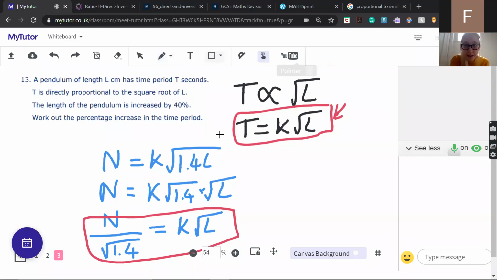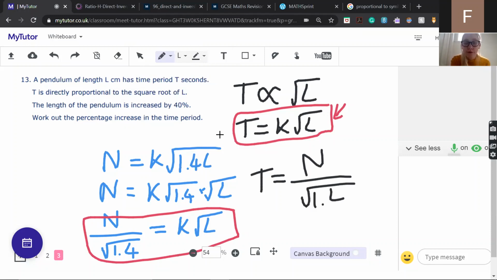And what I've done is I've done a sneaky little bit of rearranging. So now K root L and K root L are here, which means that we can just set T equal to N over root 1.4. I hope that makes sense. Hopefully.